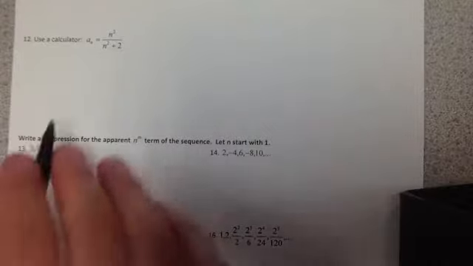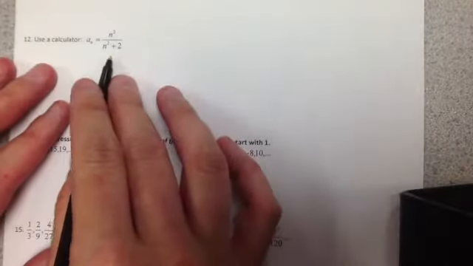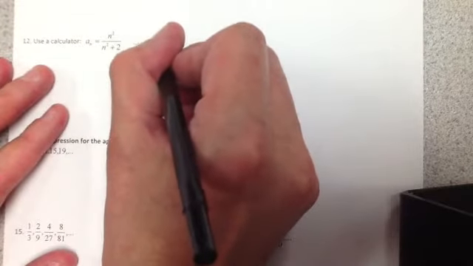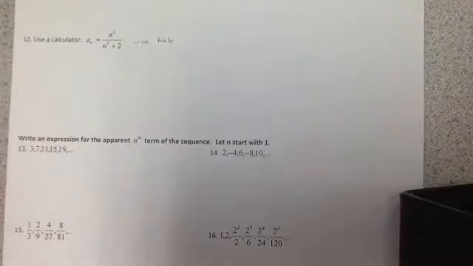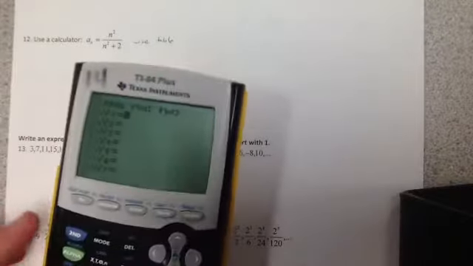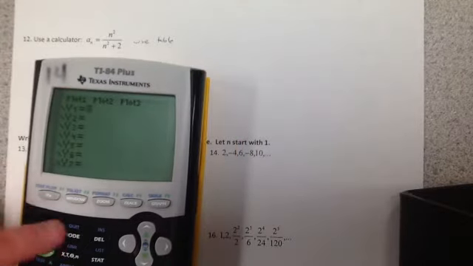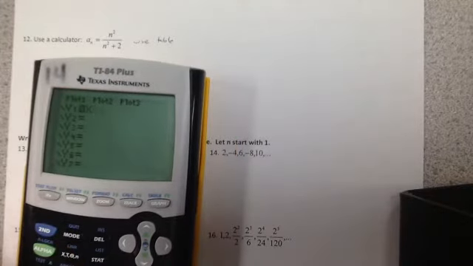When we look at part 2, number 12, it says to use a calculator. Now we're going to use our tables on the calculator, okay? We're going to use the table on the calculator. So to do that, just go to y equals, clear out your memory, type in the equation, x squared divided by, put in parentheses, x squared plus 2.